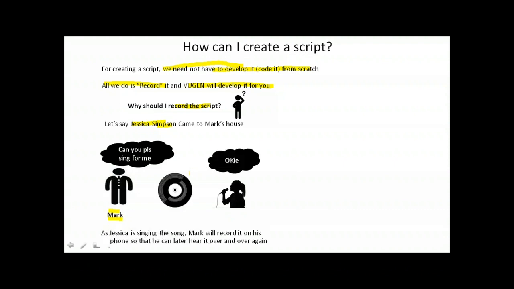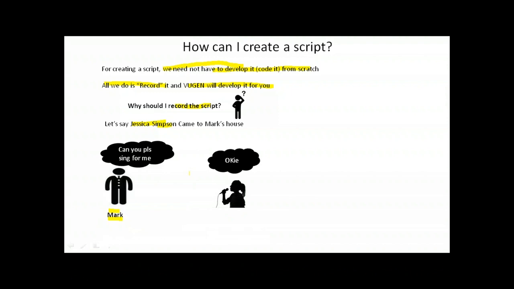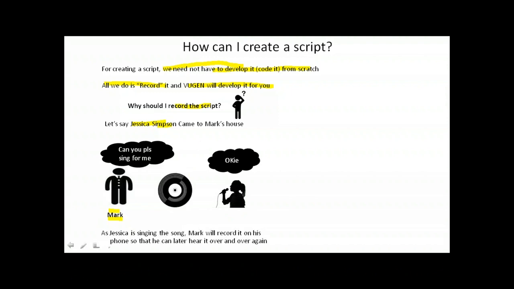Then Jessica Simpson started singing for Mark in his party. As she's singing, I mean, she's a big singer, Mark started recording on his phone. Why? So that he can listen to that song over and over, any number of times.